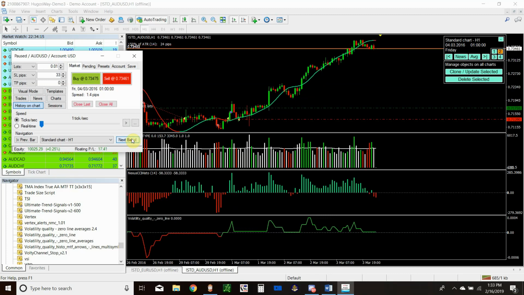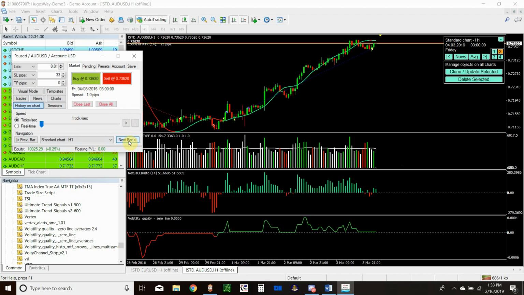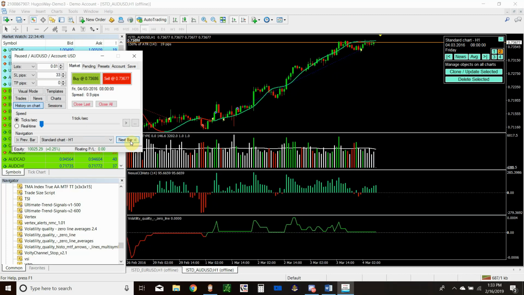Okay, so we have an exit signal here, so we're going to go ahead and close this trade. And then we'll wait for an entry signal here. As you can see, it switched back to green. So this is ranging here quite a bit, which our indicators are keeping us out of that crap as of right now.